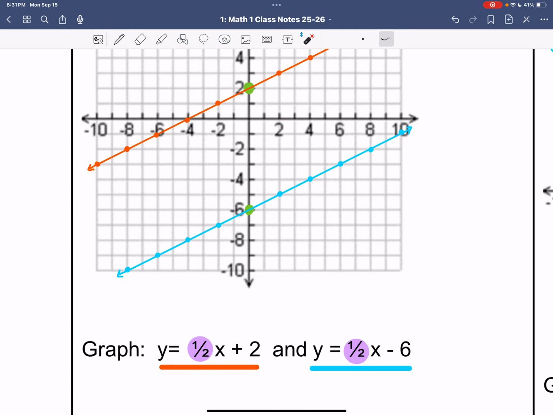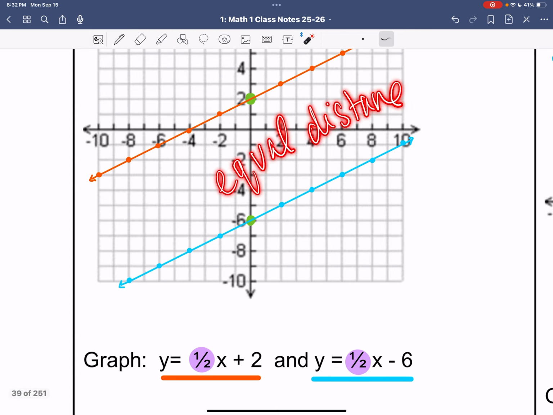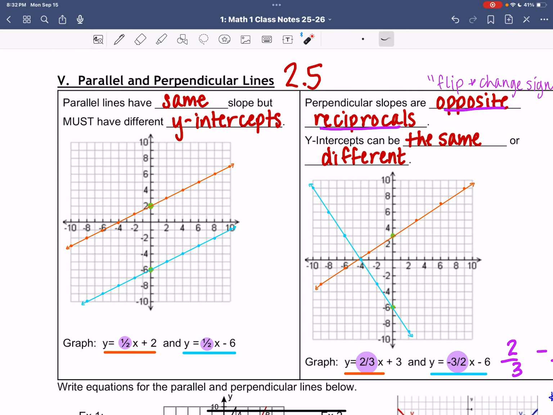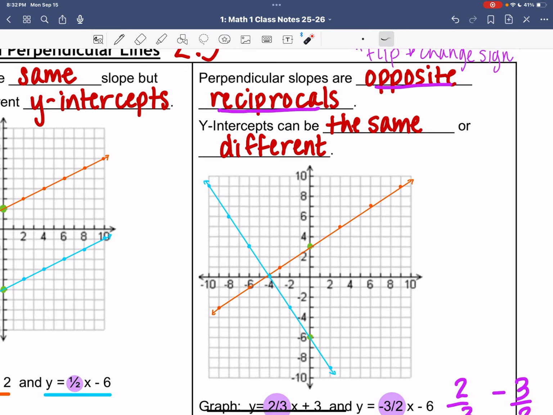Now, if you notice, these are equal distance, or equidistant. And because they have the same slope, but they have different starting points, these are parallel lines. Now, here's where it gets a little different.